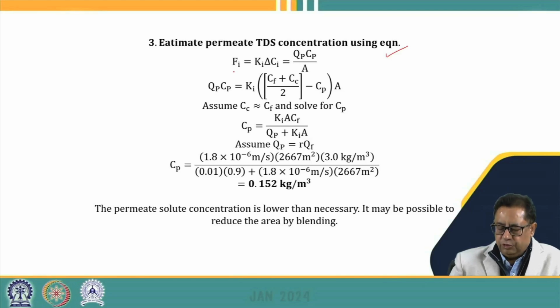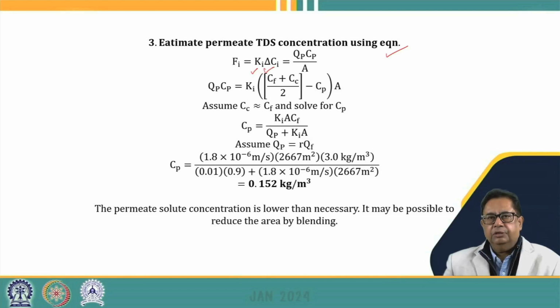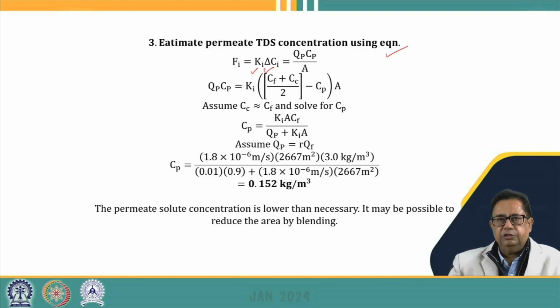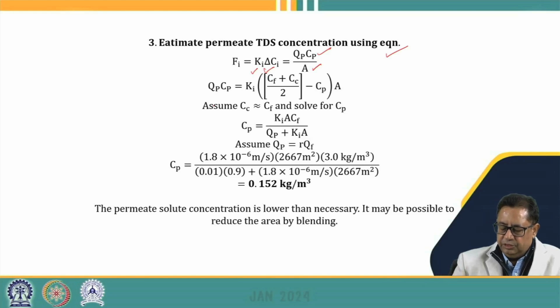So now we can also estimate the TDS concentration by using the equation of the flux of the solute. The flux of the solute passing through the membrane is equal to the mass transfer coefficient of the solute times the change in the concentration across the membrane. This is equal to the total mass of the TDS in the permeate divided by the area. So here we can see that Qp into Cp is the total mass of the TDS, which is equal to Ki into delta Ci. This delta Ci can be written as the concentration of the TDS in the feed plus the concentration in the concentrate divided by 2, minus the concentration going out in the permeate, all multiplied by the area.